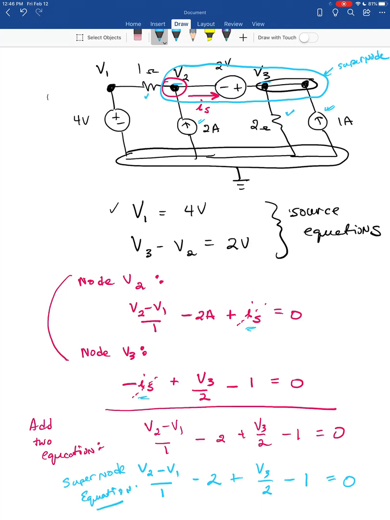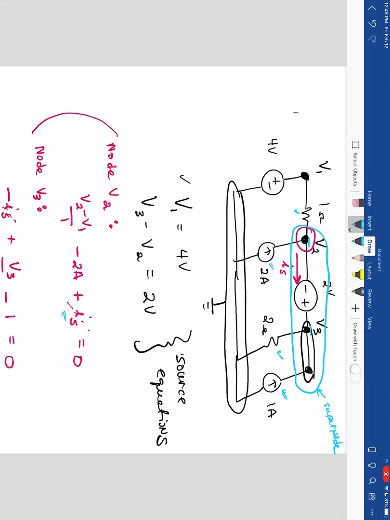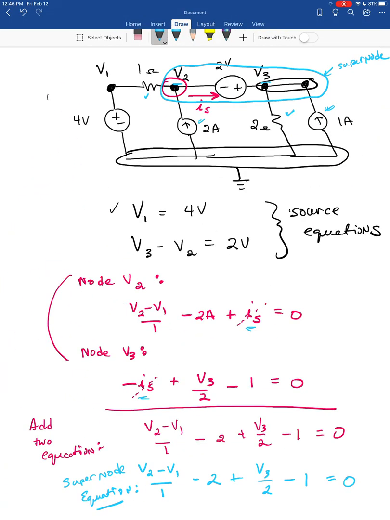And to answer the question that is burning in everyone's mind, yes, you will be required to know A, when it is appropriate to write a supernode equation, and B, how to actually write one. Okay?